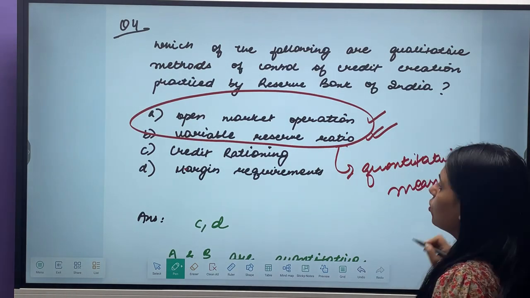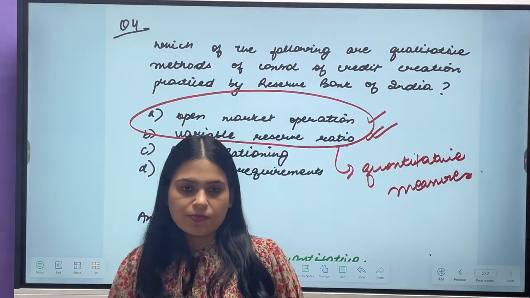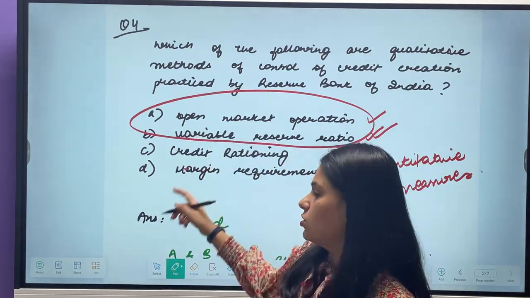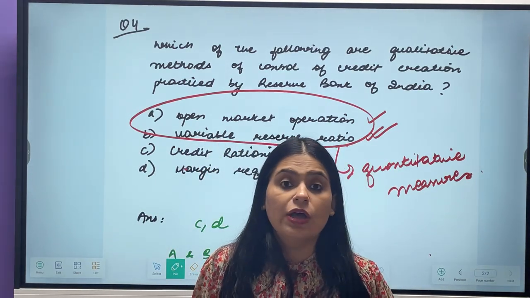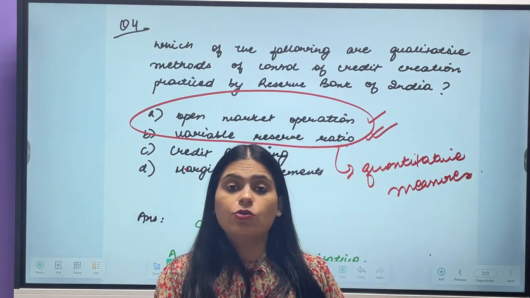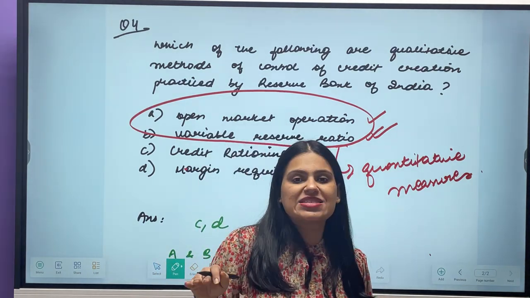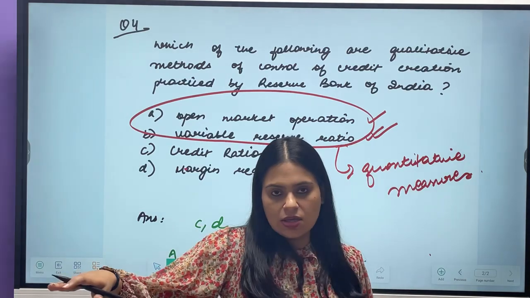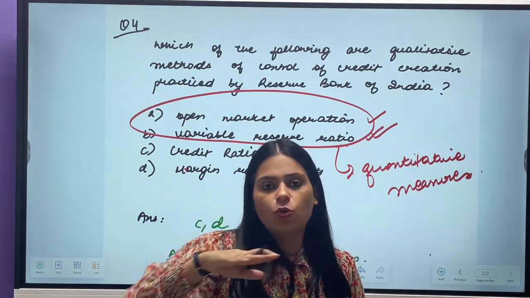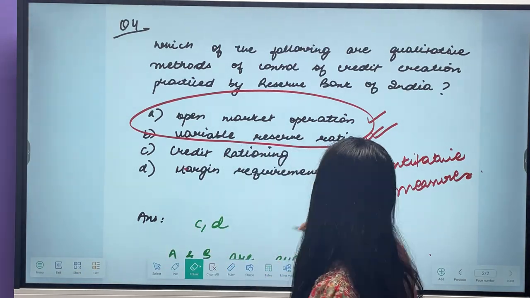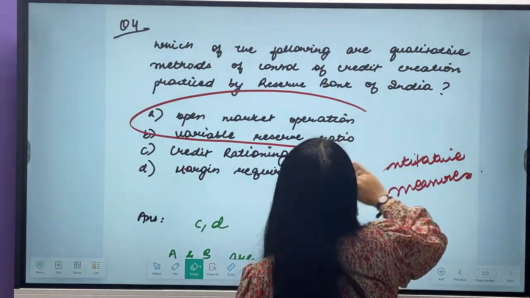These are quantitative measures. But credit rationing मतलब क्या? When you fix the amount of credit, आप उस पे एक seal लगा दो. You do a sealing that you cannot give credit more than this. जैसे for example, बेटा, something like this, हाँ?